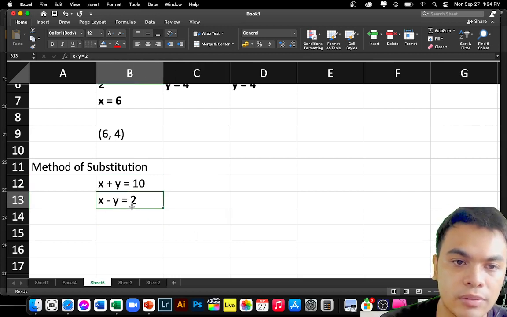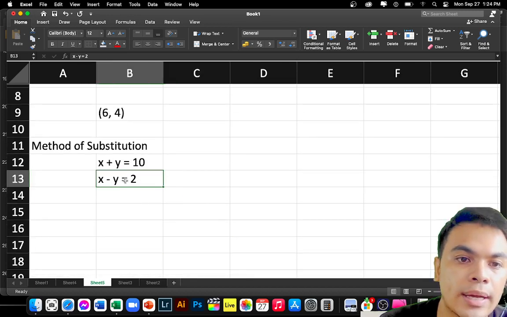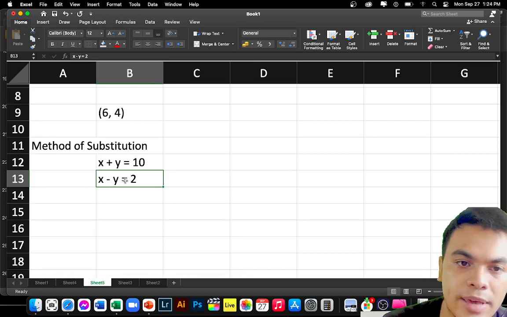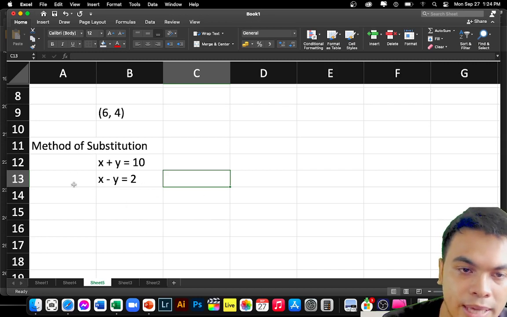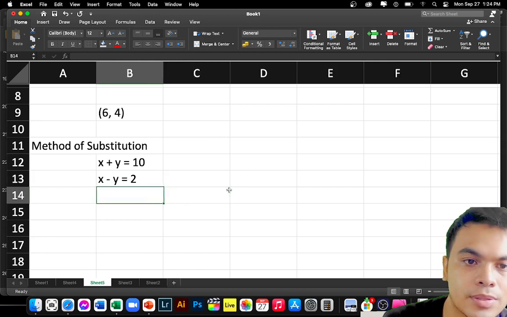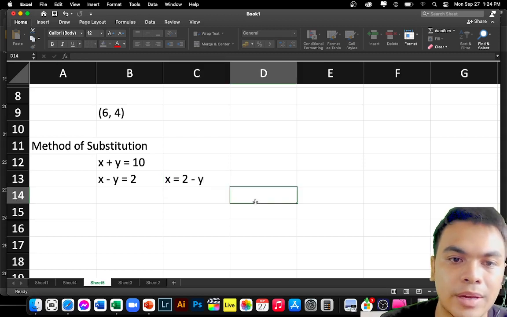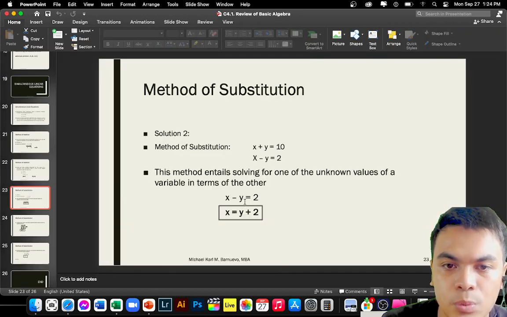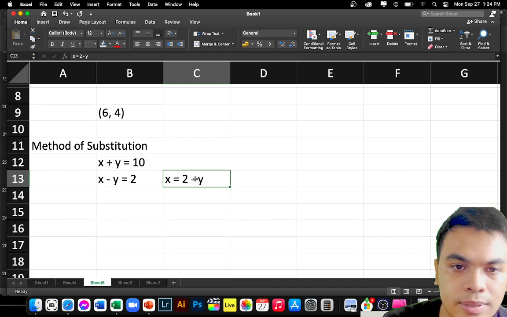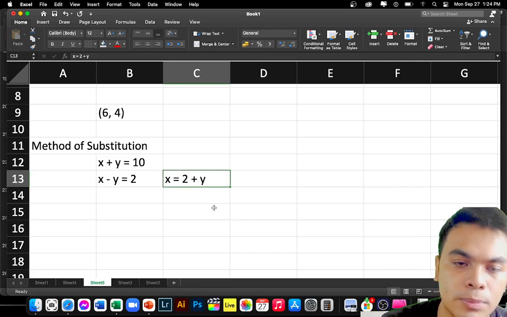Let's say we will use this second formula to substitute in the first formula. Let's say x. So we need to rearrange this formula so we can know the value of x. Okay? So how do we do that? Just transpose the other variables to the other side, leaving x on this side. Okay? So x now is equal to 2 plus y. Kasi mag-change pala yung kanyang sign. Ayan.